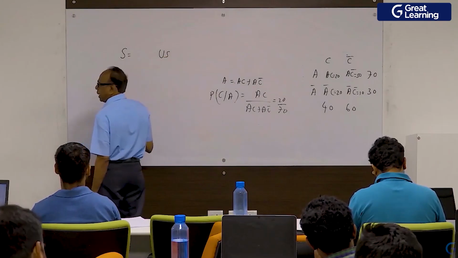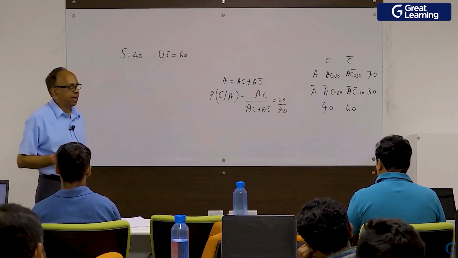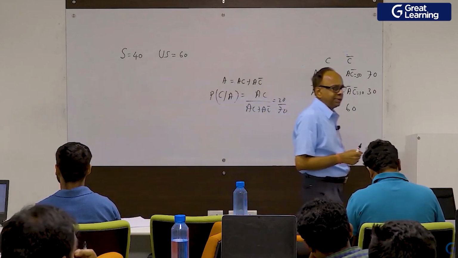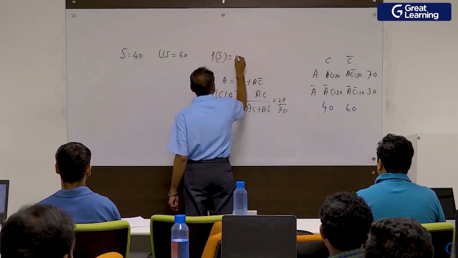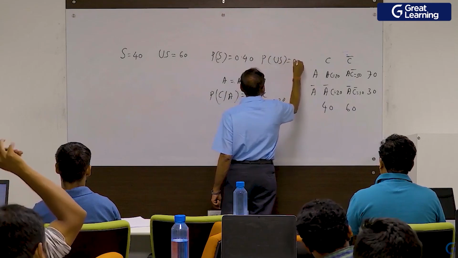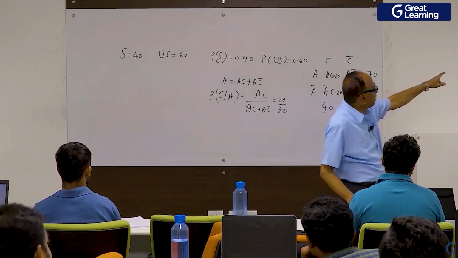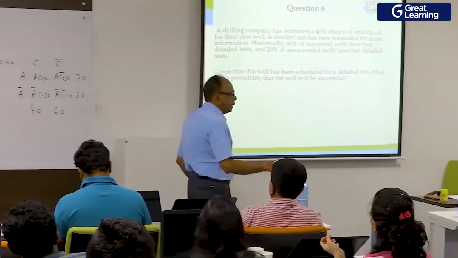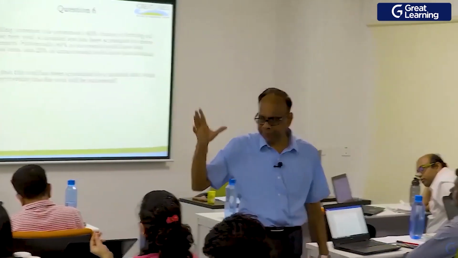Successful wells, let's say they are 40, am I correct? Unsuccessful is 60. Am I right? Striking oil for the new well. In other words, probability of S is equal to 0.4, probability of US is equal to 0.6. These probabilities are called prior probability. In other words, let me explain, 40% chance of striking oil. So striking oil is successful. Not striking oil is unsuccessful.